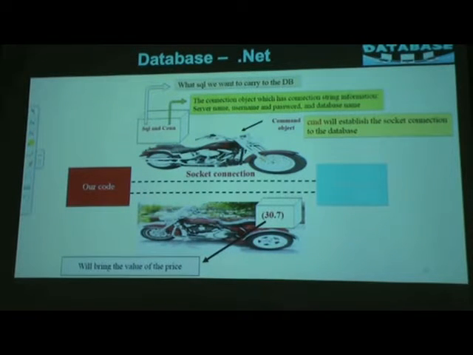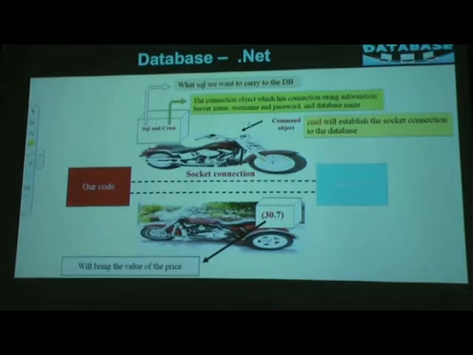This diagram shows how the command object will establish the connection between our code and the database server. So the command object will have two pieces of information: the SQL we issue and the connection object. The SQL is what we want to carry to the database, and the connection object has the connection string information: server name, username and password, and database name. So this command object, let's give it a name, CMD, will establish the connection to the database, and then it will bring from the database one piece of information. This will bring the value of the price.